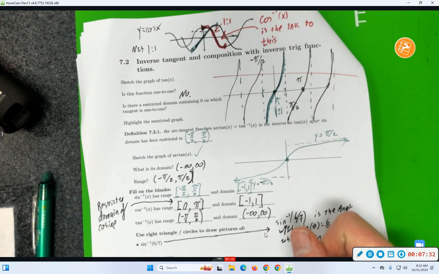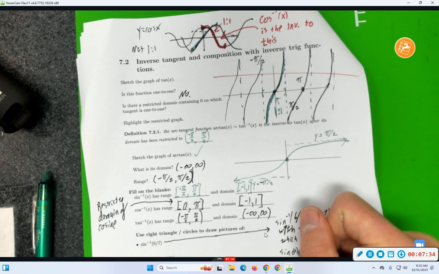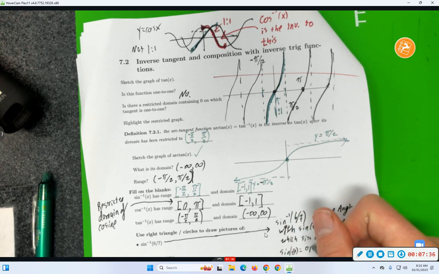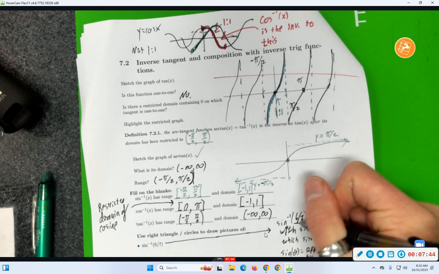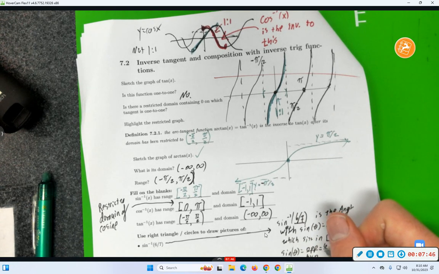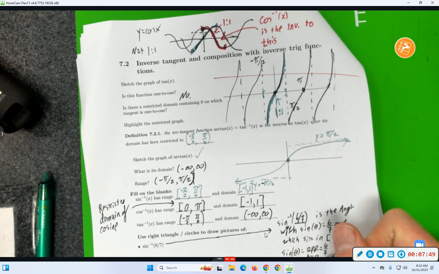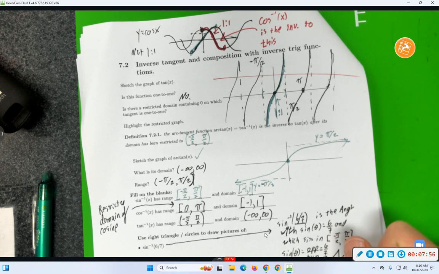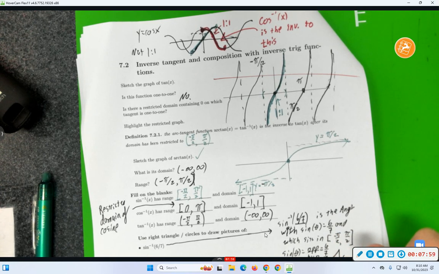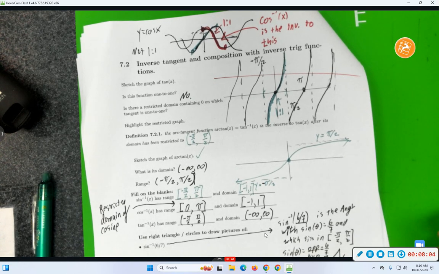Let's draw a picture of what that means. So sine theta, well, that's opposite over hypotenuse. So that means I could draw a picture of this. That'll be 6/7. So the opposite side has length 6, the hypotenuse has length 7. There's the angle theta. This is sine inverse of 6/7. Cool.